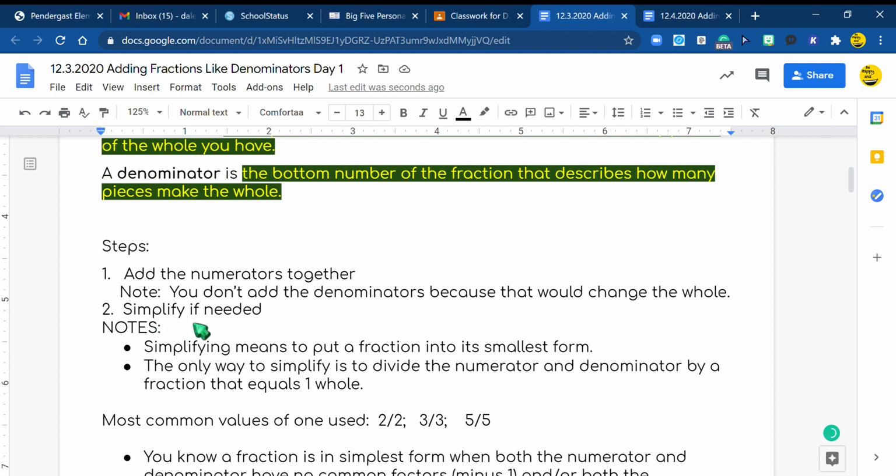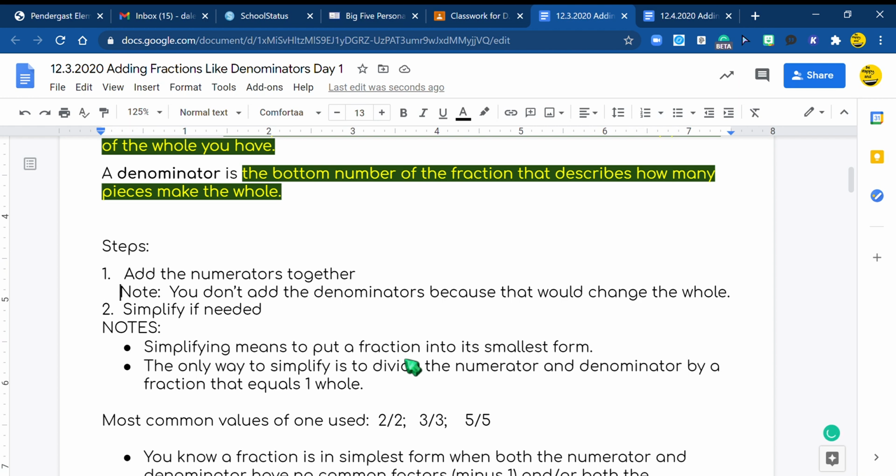And then simplify if needed. Note, simplifying means to put a fraction into its smallest form. This is the reason we need to know what prime and composite are. The only way to simplify is to divide the numerator and denominator by a fraction that equals 1.